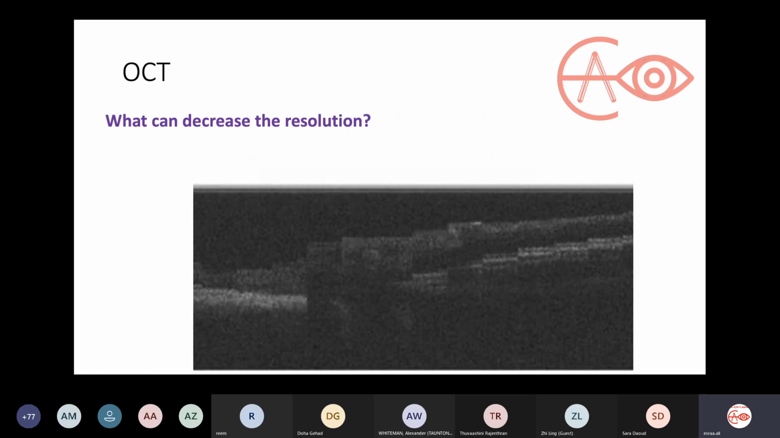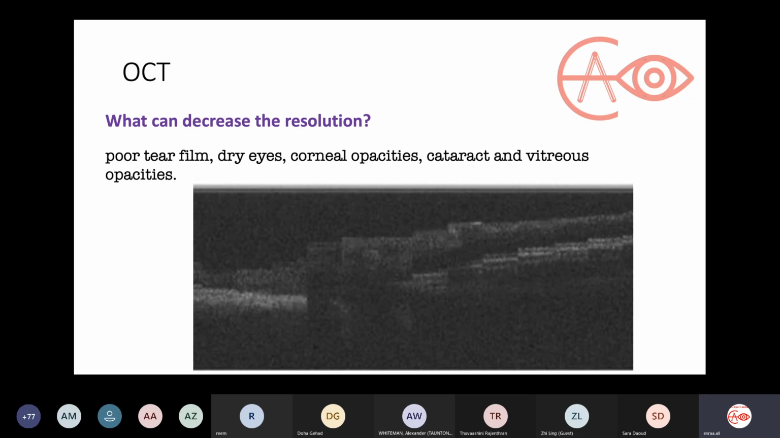Another question that appeared before: what can decrease the resolution of the OCT? The OCT seems a very, very good investigation. You can have optical sections of the retina, you can diagnose everything, but what's the problem then? What can prevent you from using such a good modality? Many things can cause bad resolution: poor tear film, dry eyes, corneal opacities, cataracts, or vitreous opacities of any kind, vitritis or vitreous hemorrhage. All of these can cause decreased resolution and decrease the importance of using the OCT in these patients.